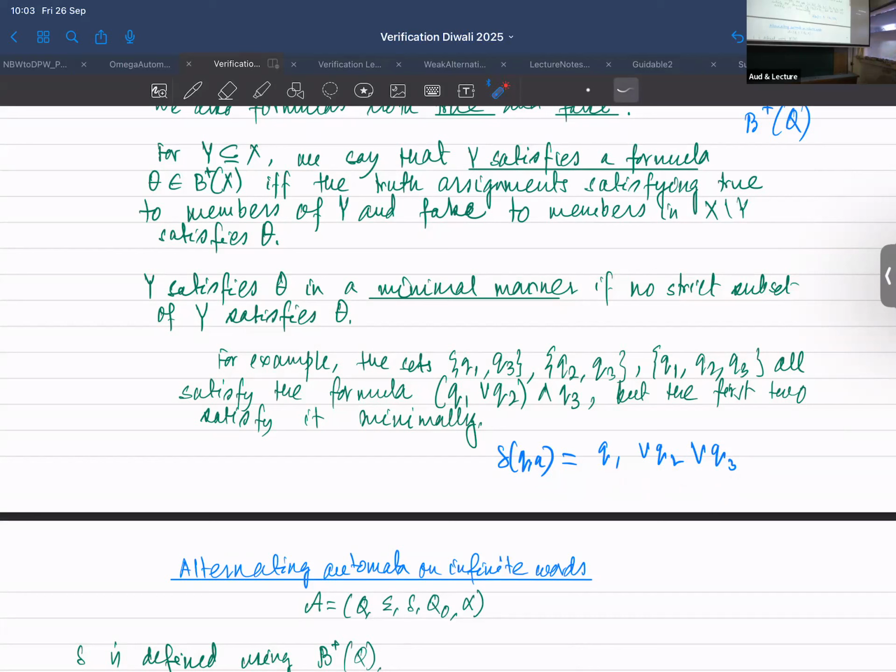Okay, that's the intuition. So for example, here you can consider the sets Q1, Q3, Q2, Q3, as well as Q1, Q2, Q3. All these satisfy this formula Q1 or Q2 and Q3. Okay, but these two sets satisfy the formula minimally. So I can say that as long as I have a run, for example, which will have Q1, Q3, or I have another run which goes from Q2 to Q3, okay, so I'm fine. If one of the runs is accepting, then I can say that the corresponding word will be accepted. Clear? So is it clear for the online participants?